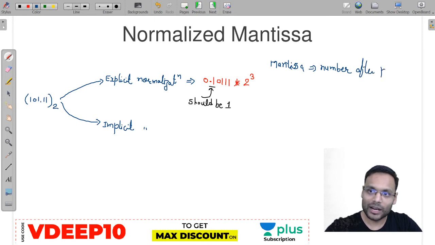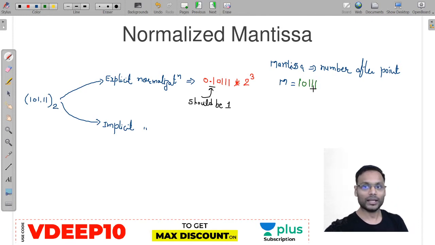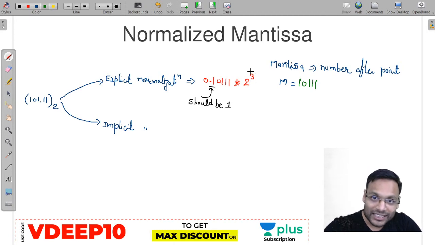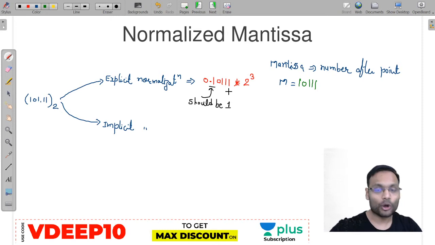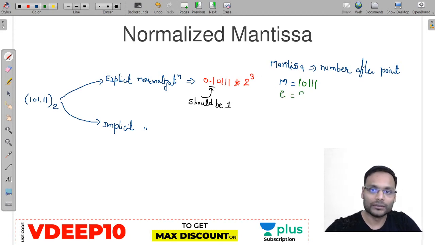So what is the number after the point I am getting from here? आप बता सकते हैं, कैपिटल M क्या मिलेगा यहाँ से? Capital M you will be getting is equal to 10111. And what is this? This is my original exponent which I could get after normalization. Normalization के बाद जो मुझे मिला है, ये है मेरा original exponent, and that is small e = 3.